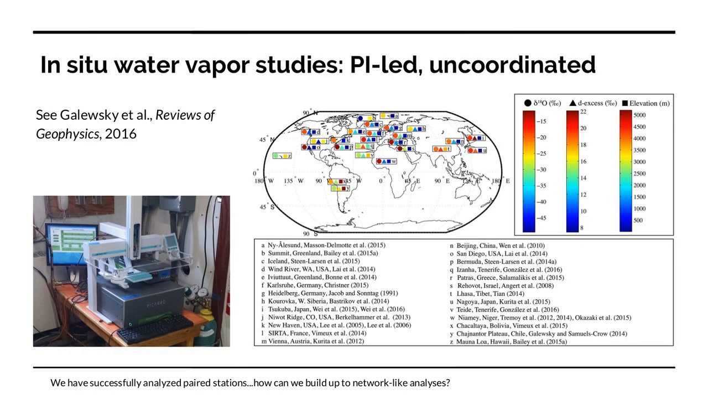I think very much like the ocean networks and very different from the precipitation networks, water vapor in situ measurements have also been largely uncoordinated. They've been individually led by individual PIs. That said, it's kind of amazing how much of the, at least northern hemisphere, we've been able to cover. That's shown by this figure from Joe Galuski's review of water isotopes in water vapor. Each time you see some colorful dots and squares and triangles in a box, that's indicating one site where something on the order of a year to a couple years of water isotope measurements have been made.